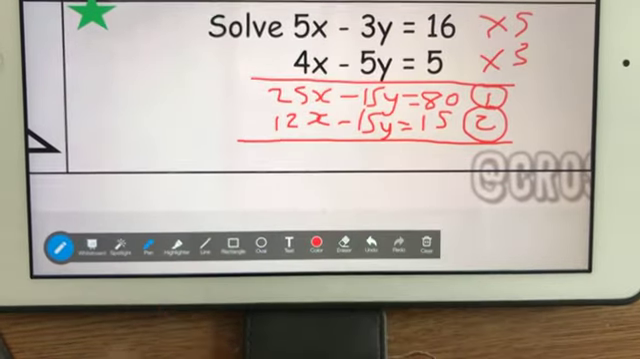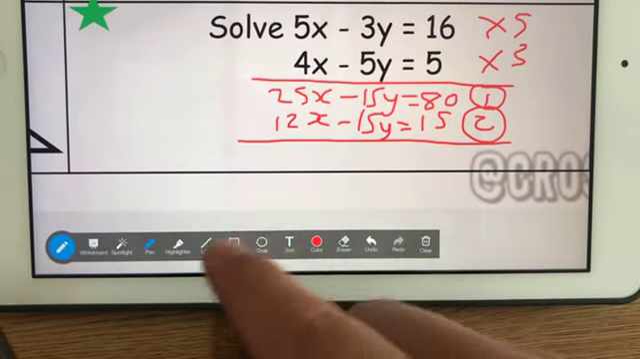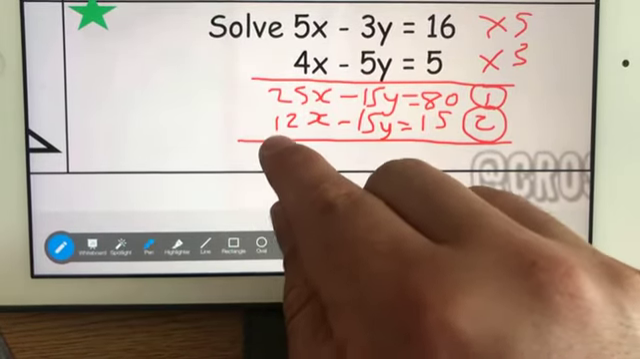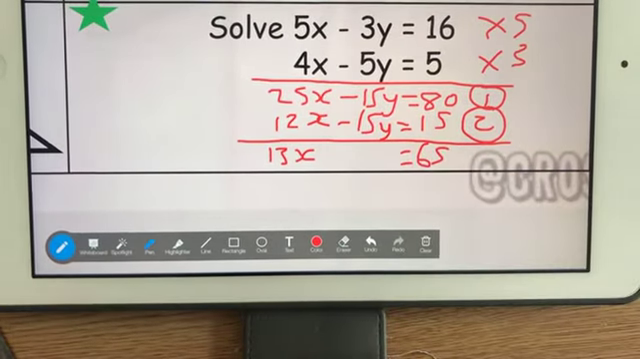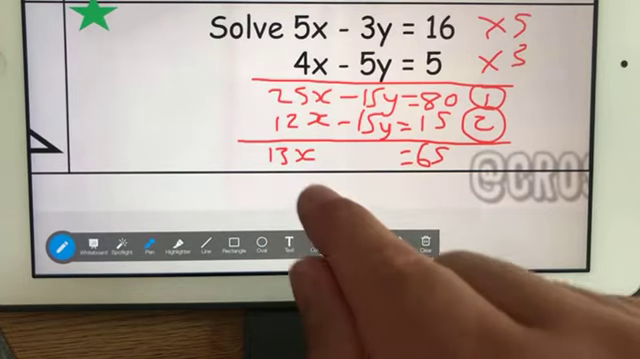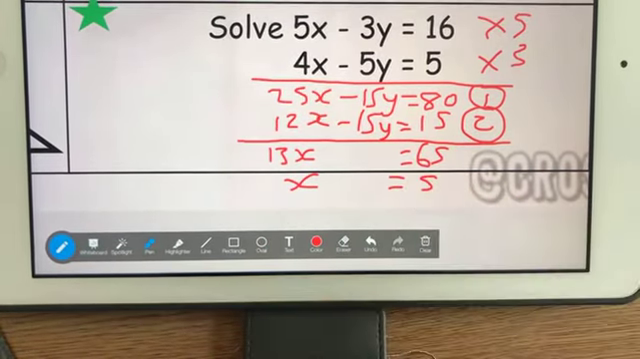I need to take away these two equations to get rid of the y's. Okay, this is the bit I want to get rid of. If I take them away from each other, I end up with 13x. 80 take away 15 is 65. 13x equals 65. I know 13 goes into 65 5 times. 65 divided by 13, so x is 5.